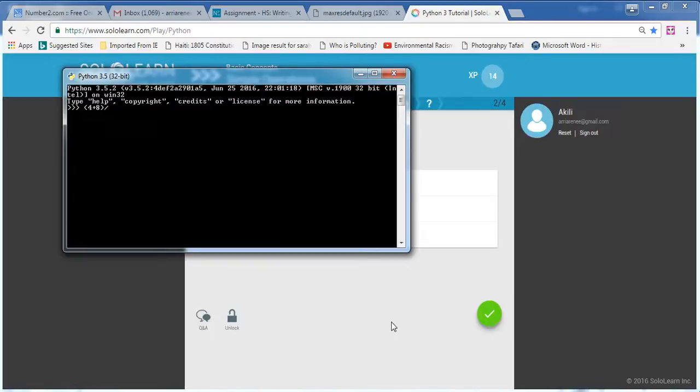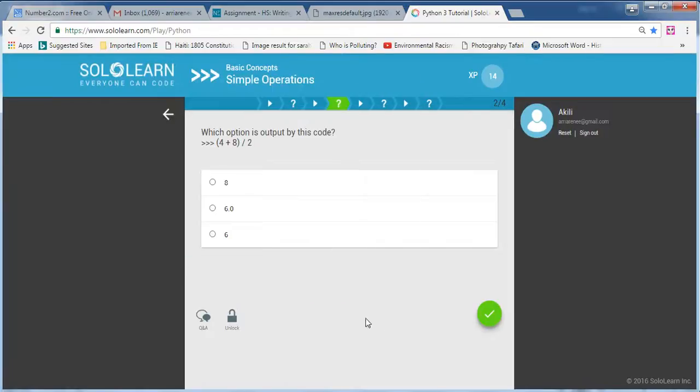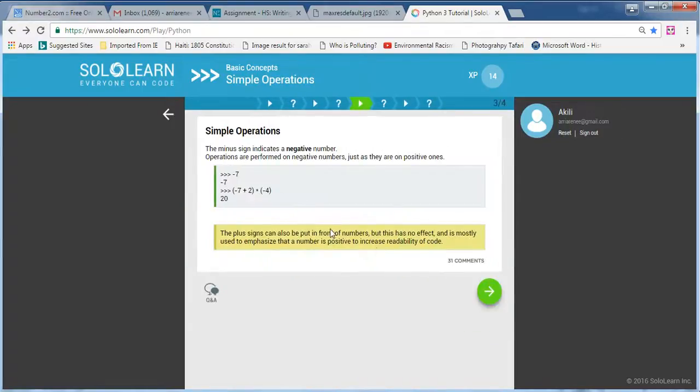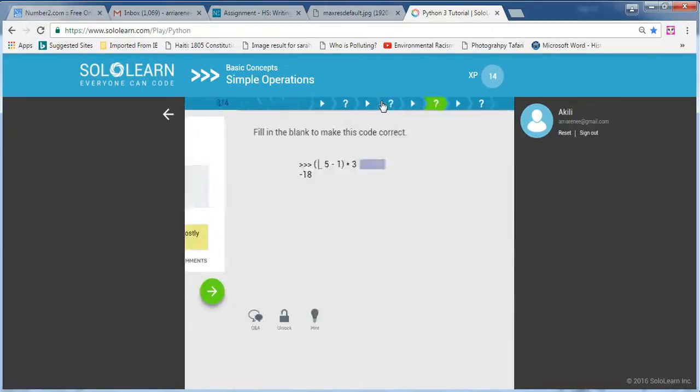Oops, that's a question mark. Divided by 2. Hit enter and it says 6.0. Now I just started using Python Shell not too long ago, so I definitely did not go there to get the answers, but it's also helpful when you're first learning. So 6.0, and it's correct. Let's go to the next one.